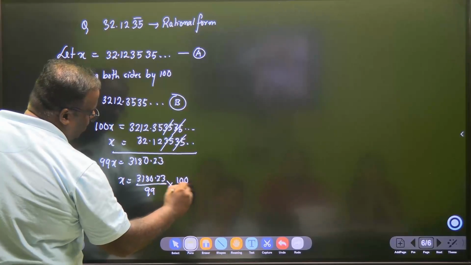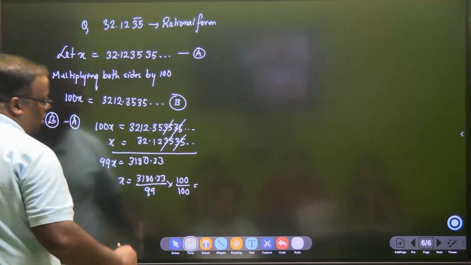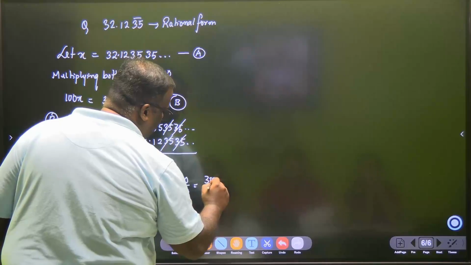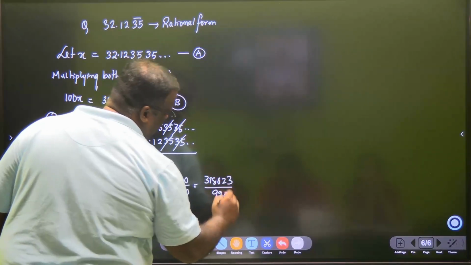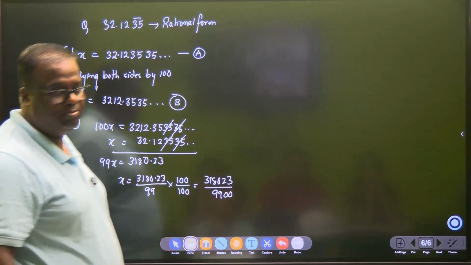Further, we need to abolish these decimals. So we'll multiply by 100 and 100. So we get 318023 divided by 9900. We have become champions now.